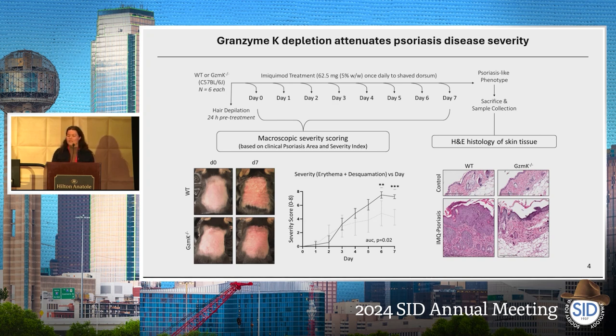And what we observed is that although there are no morphological differences in our healthy GzmK knockout mice compared to that of the wild type, the GzmK depletion makes these mice less susceptible to psoriasis-like skin development in this model. So in particular, disease severity, which was defined as cumulative erythema as well as desquamation, was significantly decreased in the GzmK knockout mice compared to the wild type at day 6 and 7 of this trial, and this difference was magnified over this period of time.